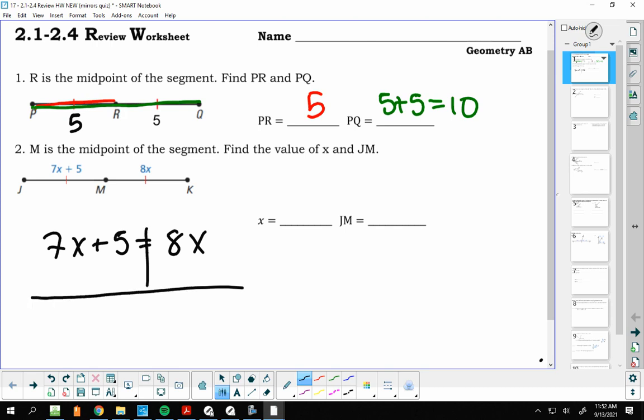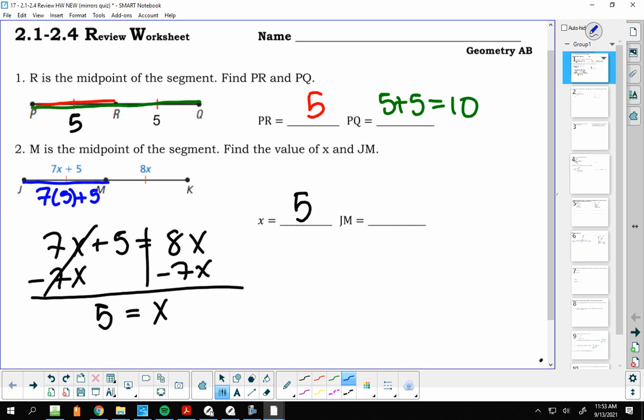Because my constant's already on the left side, I'm going to move my variable terms to the right side. So I'm going to subtract 7x from both sides, and we get 5 equals x. Now we're not done, because they also ask for the length of JM. J to M. So that means we're going to plug 5 back in for x. So 7 times 5 plus 5. Yep, 35 plus 5 means that this half is 40.